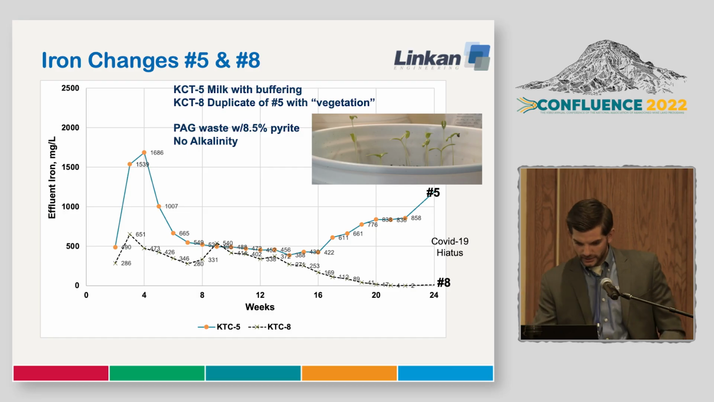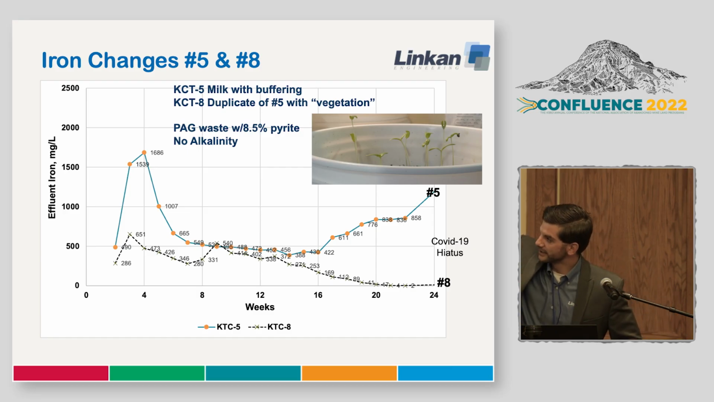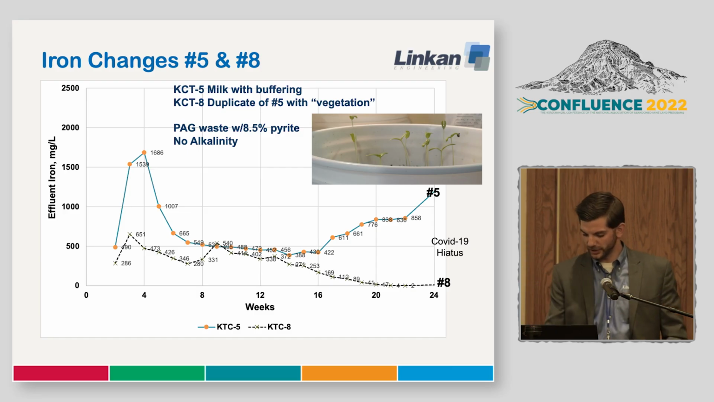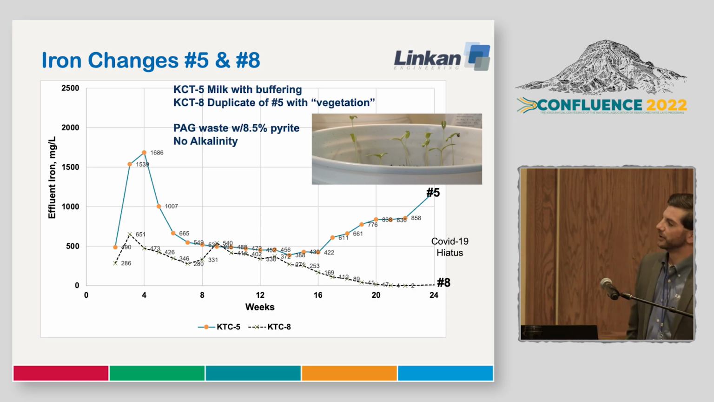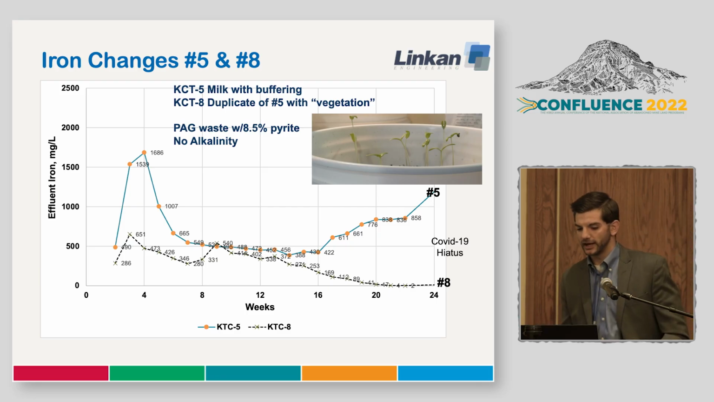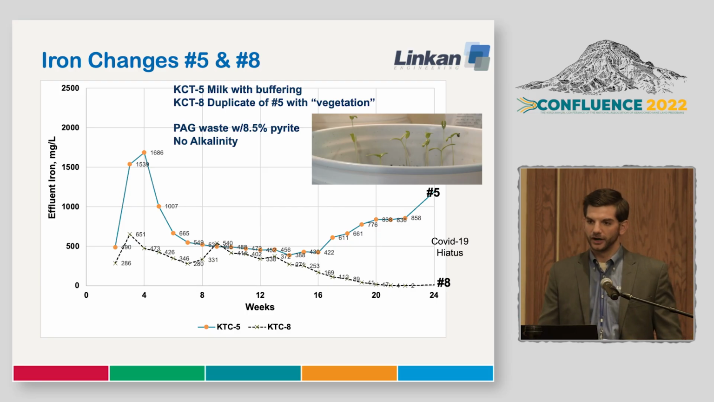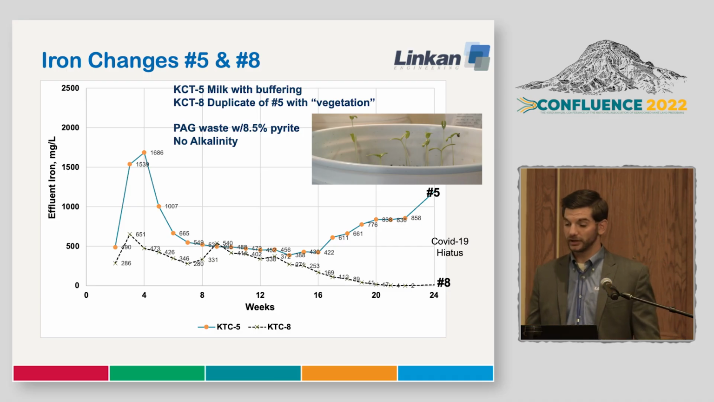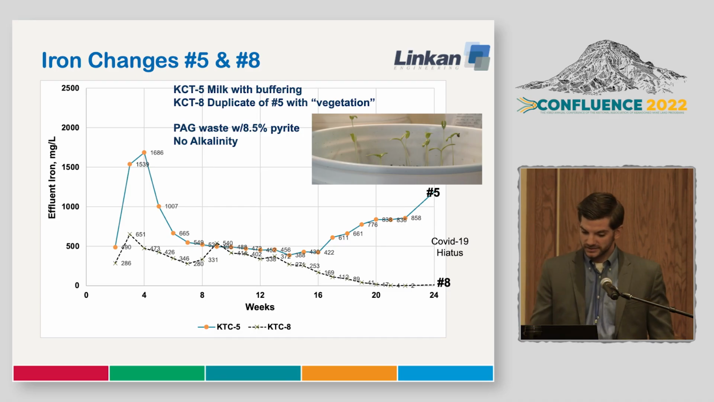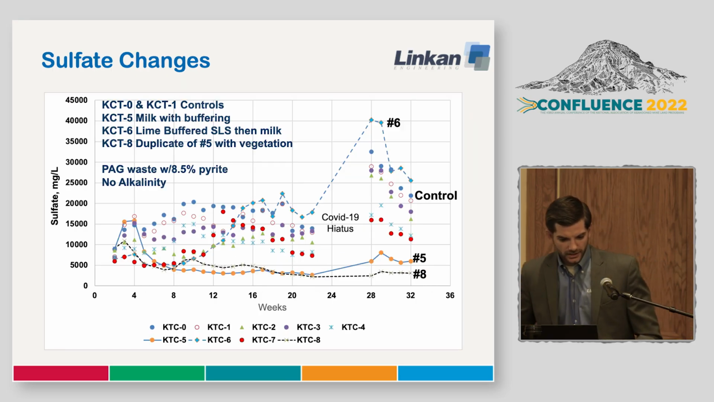So zooming in on 5 and 8, it's kind of hard to see because we're at 2,000 milligrams per liter. So we extracted them out a little bit so you can see some of the variability here. And then our number 8 cell, pre-COVID hiatus, was down near detection limits. So coming from 12 grams per liter down to detection by applying milk in a vegetated cover, it's better than treating into perpetuity, I would say.